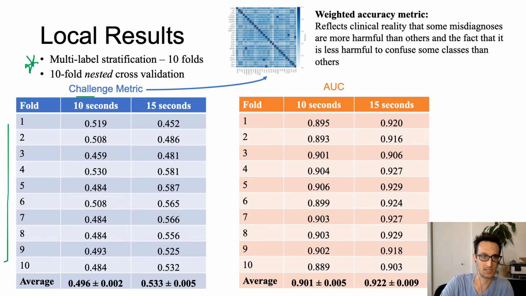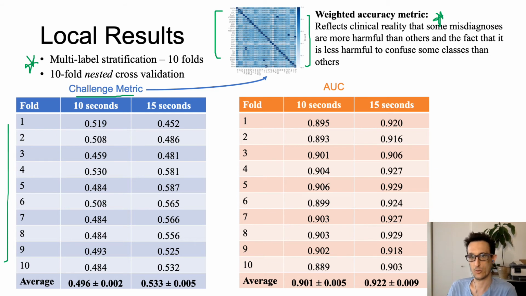Here I'm showing the results for the challenge metric. I'm not going to get into the details about exactly what this metric was. It was a custom metric that was come up with by the challenge organizers, particularly for this challenge. However, you can think of this as a weighted accuracy type metric where the organizers came up with this weighting matrix that tries to reflect the clinical reality that some misdiagnoses are more harmful than others and some are less harmful. So this matrix would effectively get multiplied by the confusion matrix produced by the classifier.